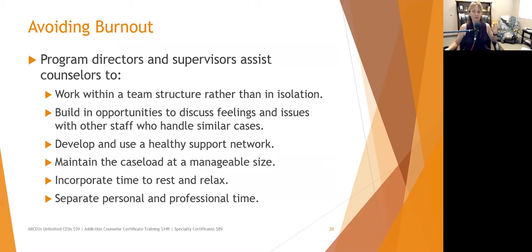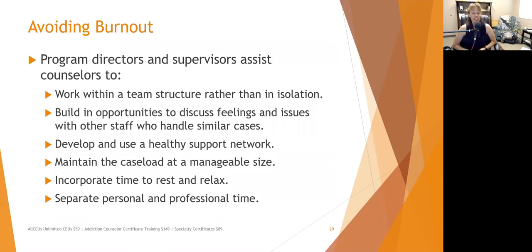Build in opportunities to discuss feelings and issues with other staff who handle similar cases. Develop and use a healthy support network, both inside work and outside of work. There has to be a time where you can just leave work at work and go be a person, not a clinician, but just a person.